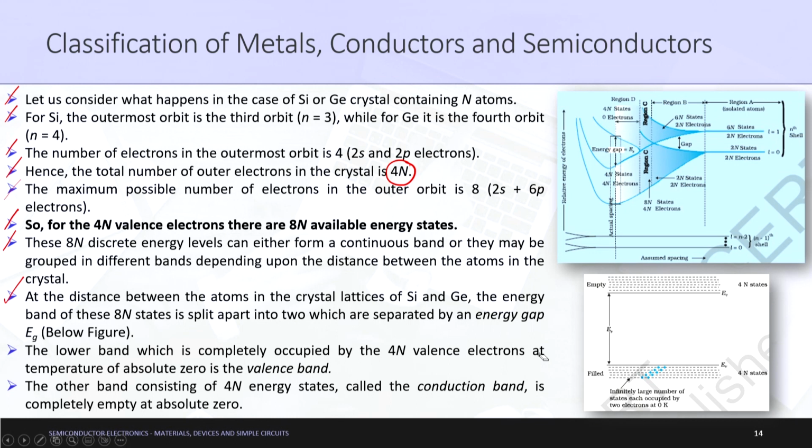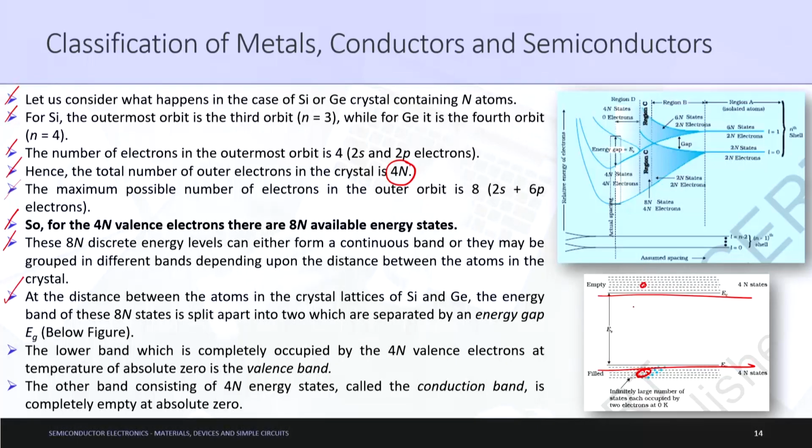So, let us say this is the distance between the atoms in the crystal lattice of silicon and germanium; the energy band of these 8n states is split apart. Basically, some will be residing here, some will be residing here. Because there is an energy gap between them, it can also be called a state, because a state is something in which the electrons are residing, right. It is explained here that for semiconductors such as silicon and germanium, to understand this complete concept, they are split apart by an energy gap Eg. This is how you can understand the concept of energy state and energy gap Eg.